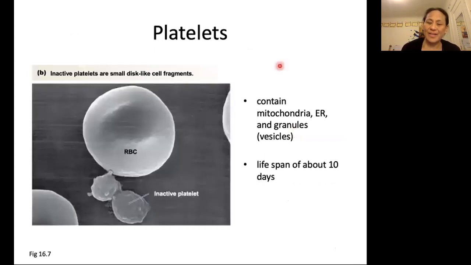Here are the characteristics of platelets. I like to say that platelets are more cell-like than red blood cells because they contain some organelles. So they have mitochondria, they have an ER, they also have these vesicles called granules. And platelets have a lifespan of about 10 days.